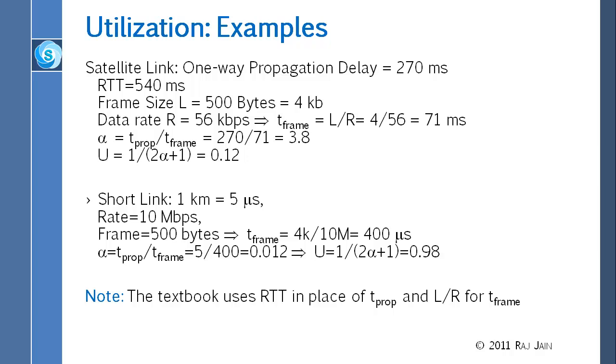Suppose you have a 500 byte frame, then the T frame is 4 kilobits divided by 10 megabits per second. So anytime we give you bytes, in the networking world we don't use bytes, we always use bits. All the rates in the networking world are in bits. So when we say 56, it is bits. When we say 56 megabits, it's bits. When you go to the storage world, there they don't specify anything in bits. Everything is in bytes. So don't get confused.